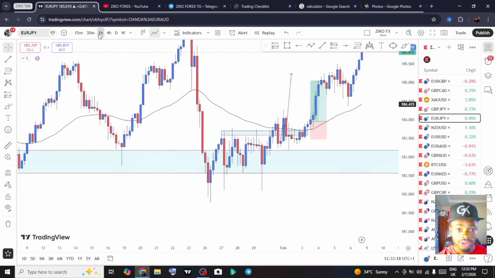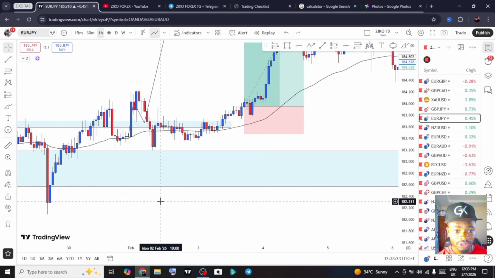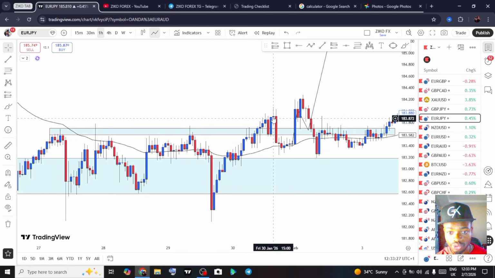Now coming over to the 1-hour time frame, this is exactly what we are waiting for. Coming over to the week, we needed price to break above this high and retrace to buy.